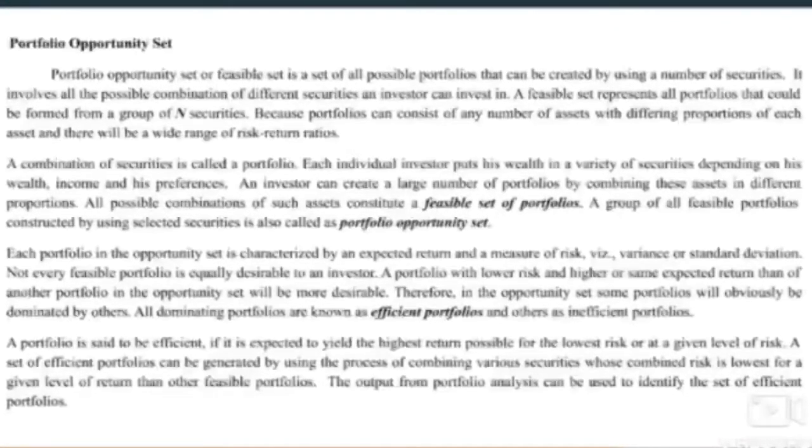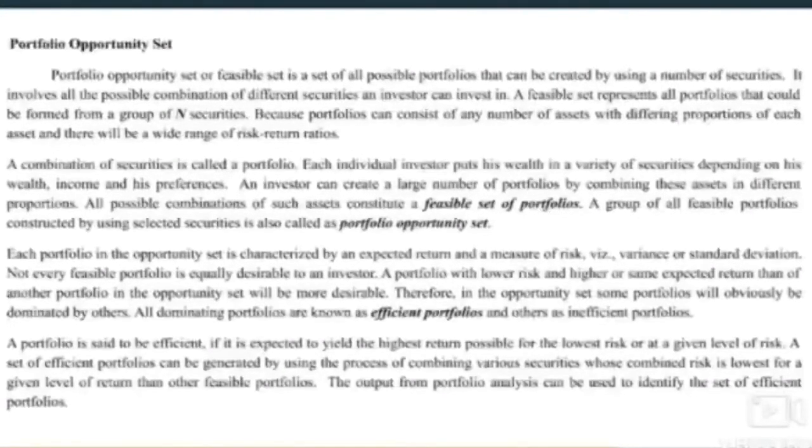A portfolio is said to be efficient if it is expected to yield the highest return possible for the lowest risk, or at a given level of risk. That is what I said in that example. A set of efficient portfolios can be generated by combining various securities whose combined risk is lowest for a given level of return compared to other feasible portfolios. The output from portfolio analysis can be used to identify the set of efficient portfolios. So, if we had generated 10 portfolios, and they have their own portfolio risk and return, we will be selecting the efficient portfolios based on this principle of dominance.